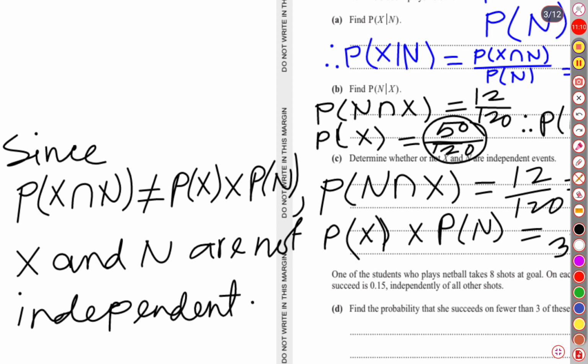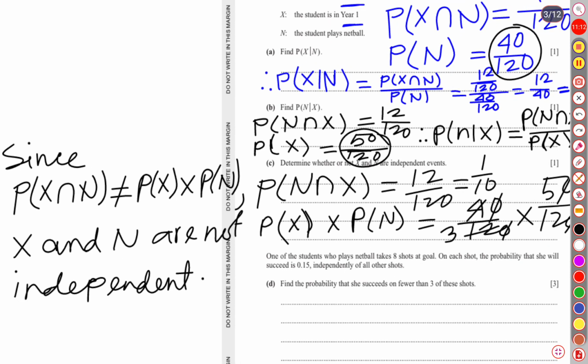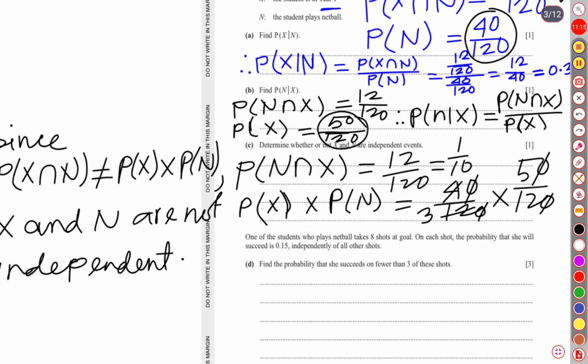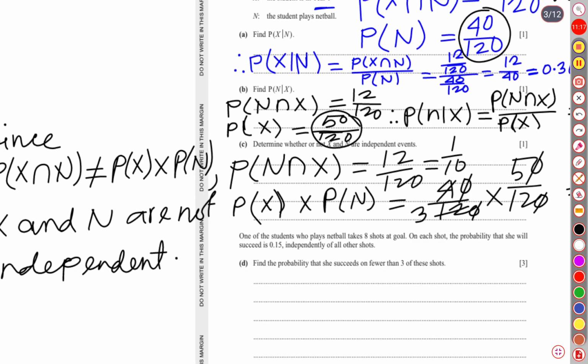Well, then we are moving on to the immediate next question. Question number C says: one of the students who plays netball takes 8 shots at goal. On each shot, the probability that she will succeed is 0.15, independently of all other shots. Find the probability that she succeeds on fewer than 3 of these shots.